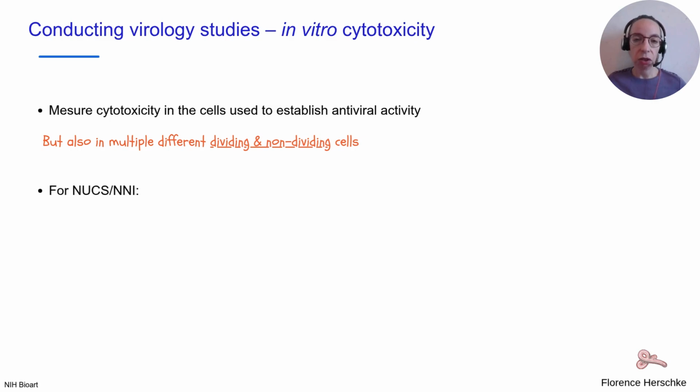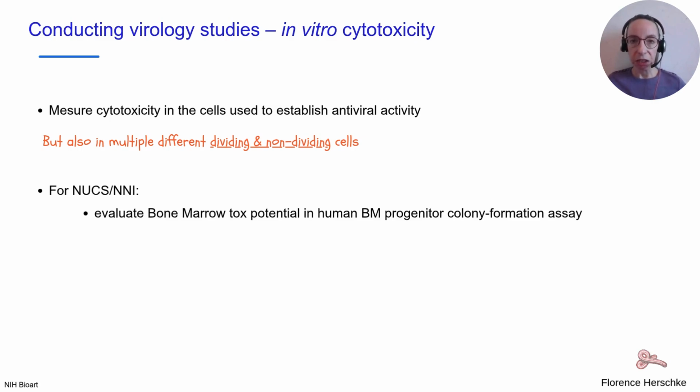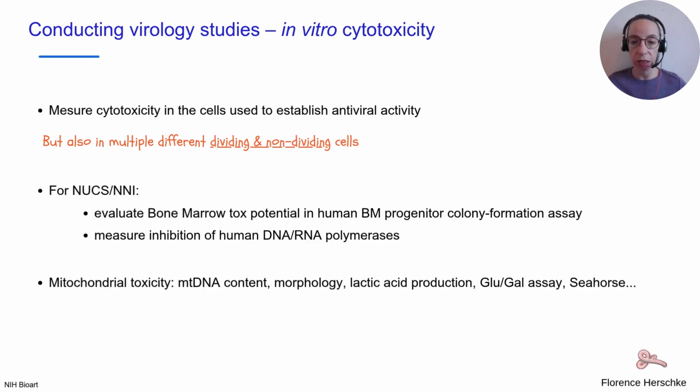For nukes and non-nucleoside analogs, make sure to evaluate the bone marrow toxicity potential in human bone marrow progenitor cell colony formation assays, as well as measure the inhibition of human DNA/RNA polymerases. Finally, the FDA advises to look at mitochondrial cytotoxicity by measuring either the mitochondrial DNA content, the morphology of mitochondria, lactic acid production, glucose-galactose assay, Seahorse, etc.